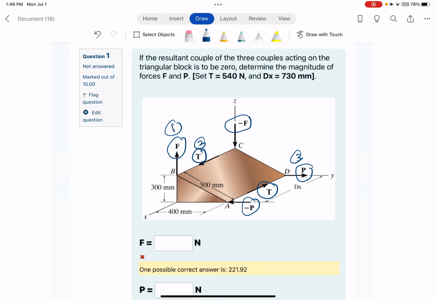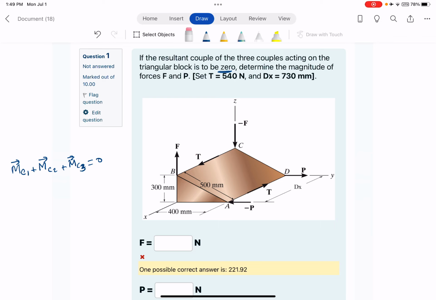The resultant of all these moments added together: so MC1, the couple moment of 1, plus the couple moment of 2, plus the couple moment of 3 is equal to 0. Determine the magnitude of force F and force P. So he wants to find out the force F and the force P.